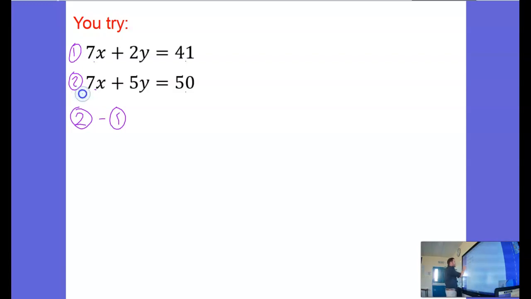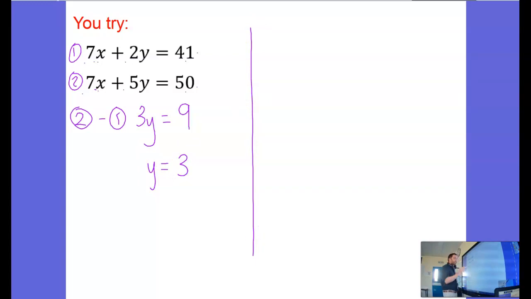So I'm doing equation 2 minus equation 1. 7x minus 7x is 0. They've eliminated. 5y minus 2y is 3y. 50 minus 41 is 9. Now I can find that, divide by 3, and y equals 3. Not finished yet, need to substitute. And this time I'm substituting y into one of these equations. So sub into equation number 1, y equals 3.